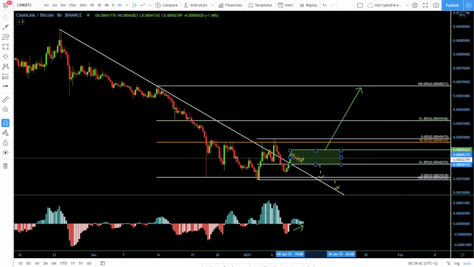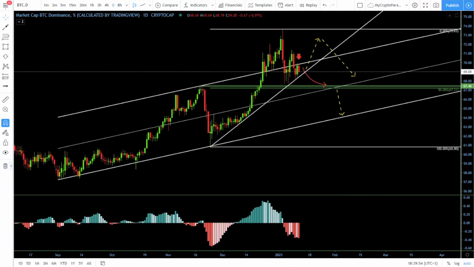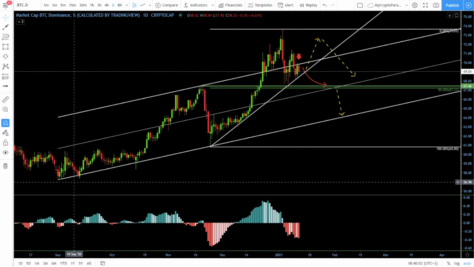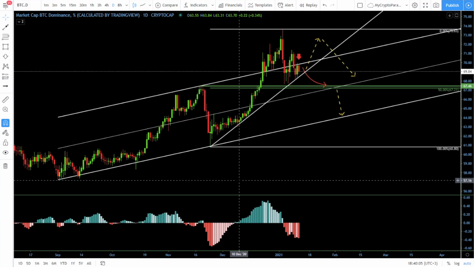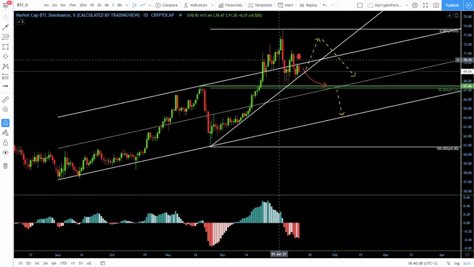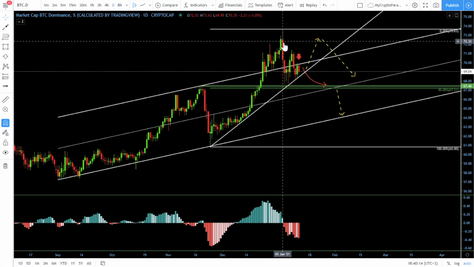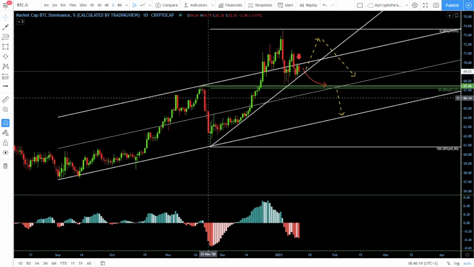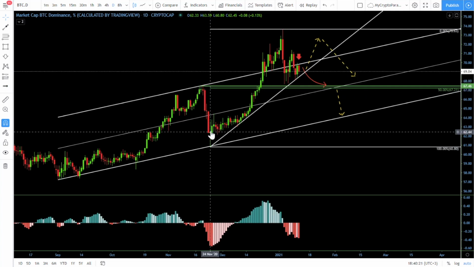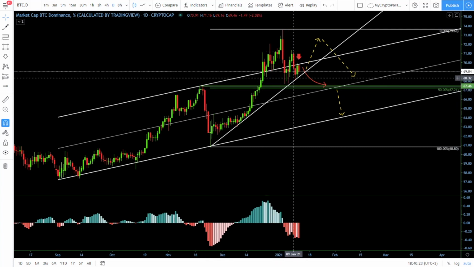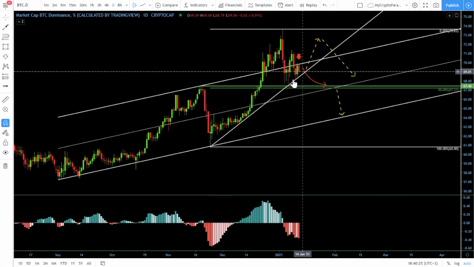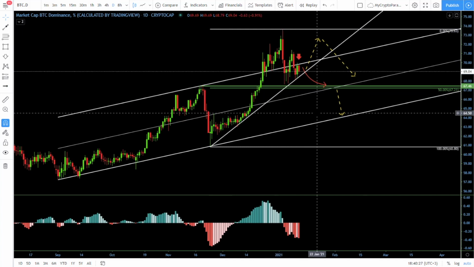Now let's have a look at Bitcoin dominance. This is the daily time frame. And we can clearly see that the Bitcoin dominance is extremely bullish. There was the break above the channel, but then price corrected down sharply. And if we compare this correction, you can see that there is a lot more volatility going on, which might result in several scenarios.